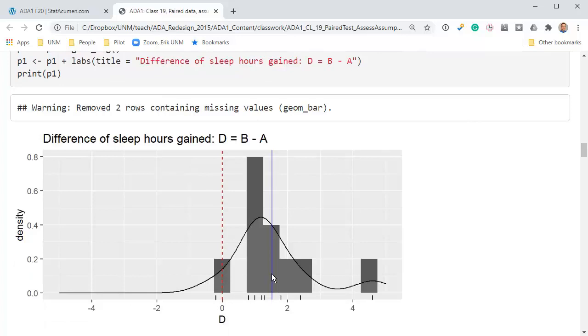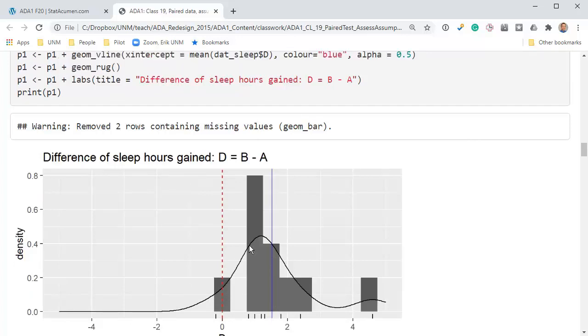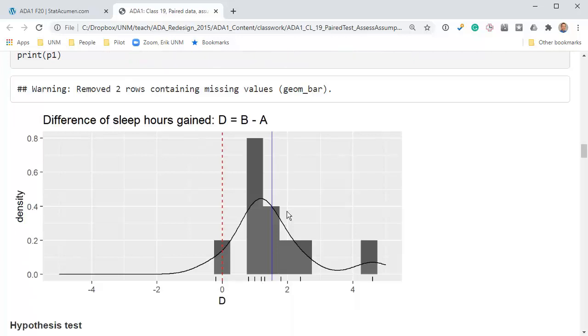Okay. I added a rug underneath, those little black dashes, and I put a title on there. So now we've got a view of the data that says, all right, looks like we've got strong evidence that for each of these people, B actually improves their sleep more than A.